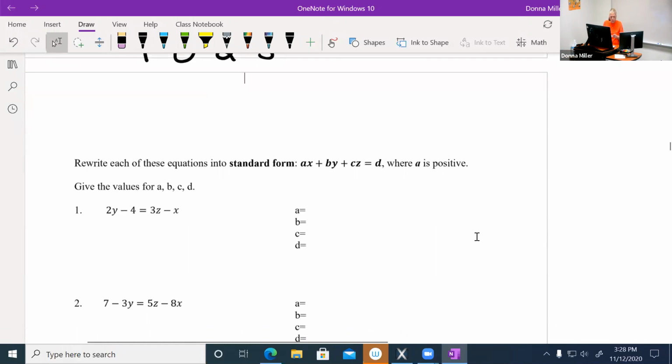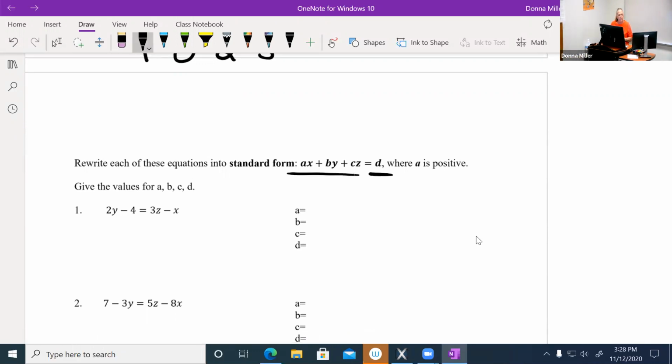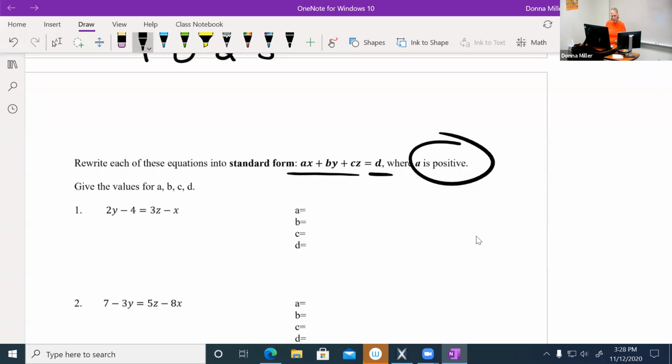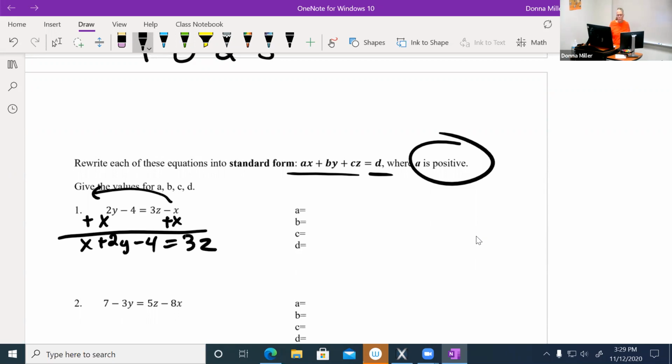Okay, so the idea is first we have to make sure our algebra is good. We've got to put them in standard form. With standard form, what I want to have is the X, Y, and Z on one side and the number on the other. She said she wants A to be positive. That's just typical. So I want X to be positive and the rest of them can be whatever. So when I look at this equation, I'm going to move the X over to make it positive. So I'm going to add X to both sides, and I end up with X plus 2Y equals 3Z. The one thing I want you to keep in mind: for me to move that X over to the other side, the only thing I'm doing is changing its sign.